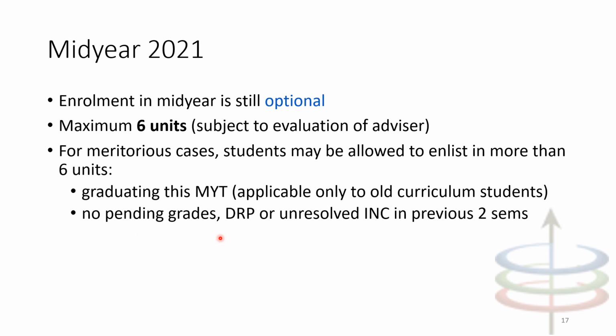For those without pending grades, drop or unresolved incomplete in the previous 2 semesters, and feel that you can take on more than 16 units, you may also request for an overload, of course, with the endorsement of your advisor.